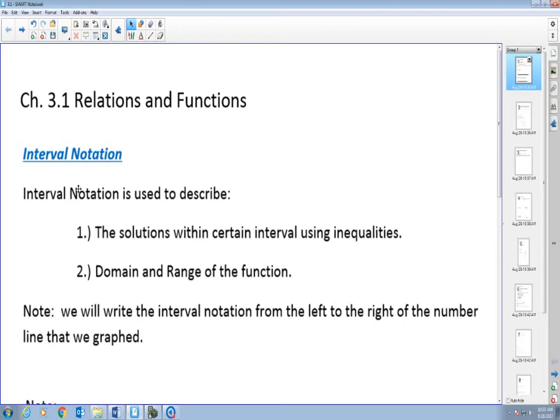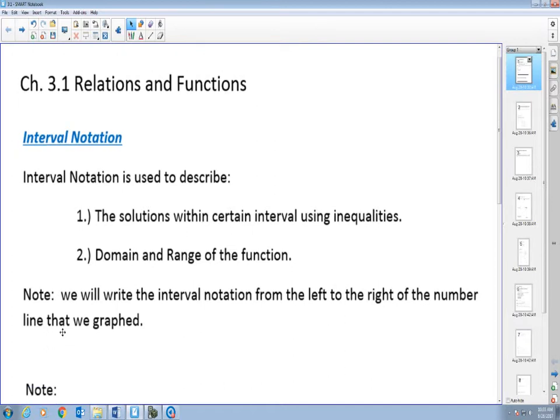Welcome to College Algebra. In this lecture video, we're going to talk about relations and functions. Before I do that, I would like to introduce the concept of interval notation. Interval notation is used to describe the solutions within a certain interval using inequalities, or we can use interval notation for what is called the domain and range of a function. I will define these three words in a minute.